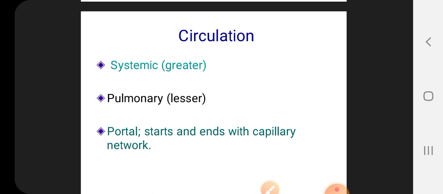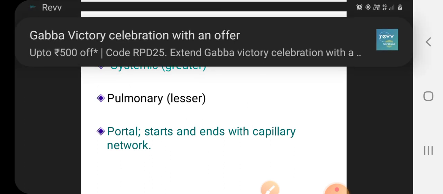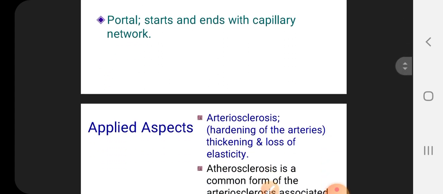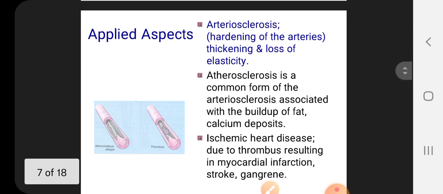Next we will go to circulation. There are three types: systemic, also called greater circulation, pulmonary or lesser circulation, and portal circulation. Portal circulation starts with one set of capillaries and ends with another set of capillary network. Next we'll go and see the applied anatomy.